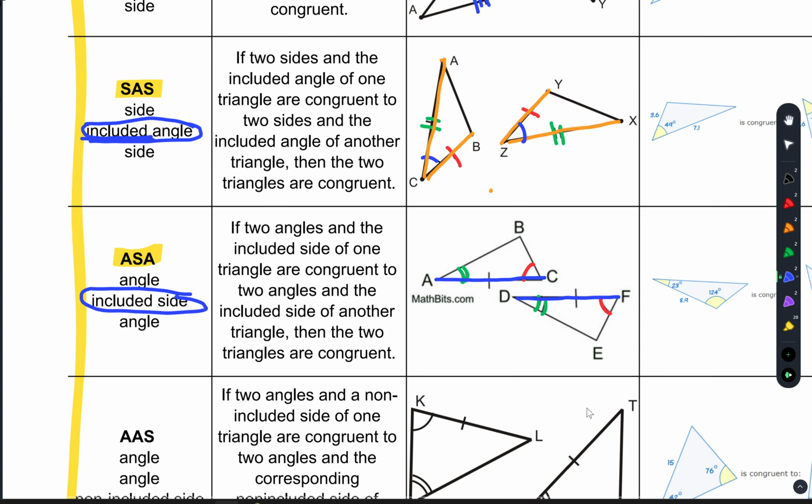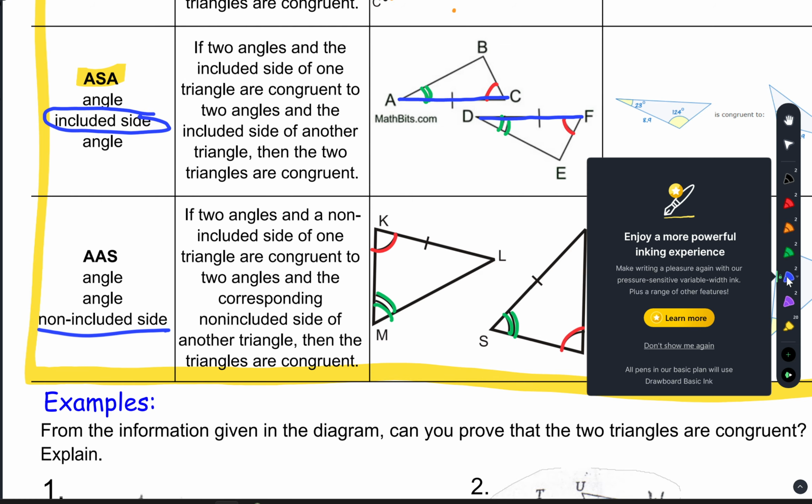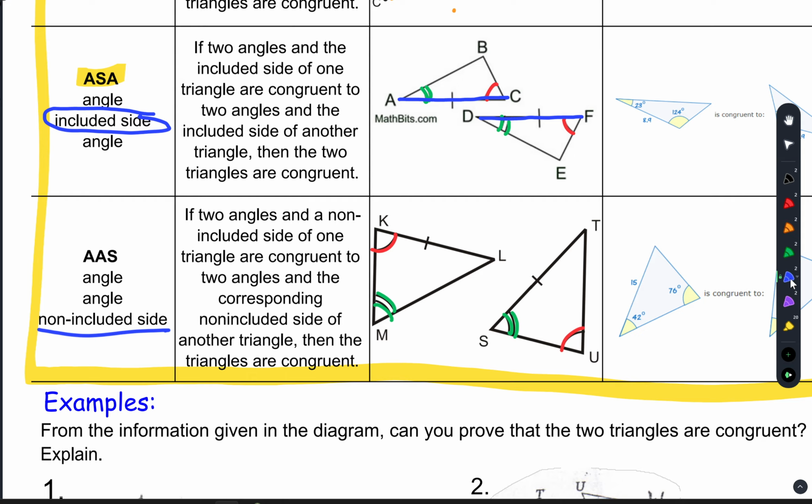Okay. The last one that we have is AAS. So this is where we have 2 angles and a non-included side. So this does work, where I have angle K and angle U congruent. I have angles M and S congruent, and then not wedged in between them, I have this side KL, and this diagram is actually drawn wrong. It should be this side TU. These guys are congruent. Ignore this guy. This guy's not congruent.